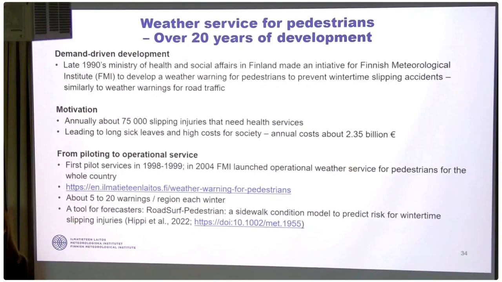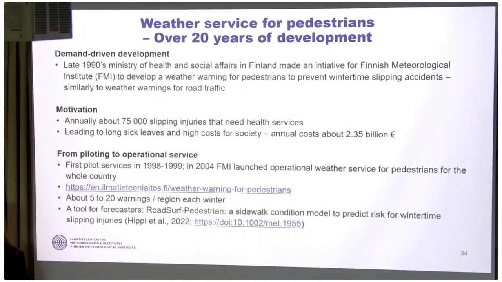People really need to seek medical help, leading to long sick leaves and costs. At the moment, the latest estimate was about 2.35 billion euros. And so we first started piloting. I was leading that project to develop the service, and in 2004 we launched an operational weather service to warn pedestrians of slipping injuries. It is available on the FMI web pages online.